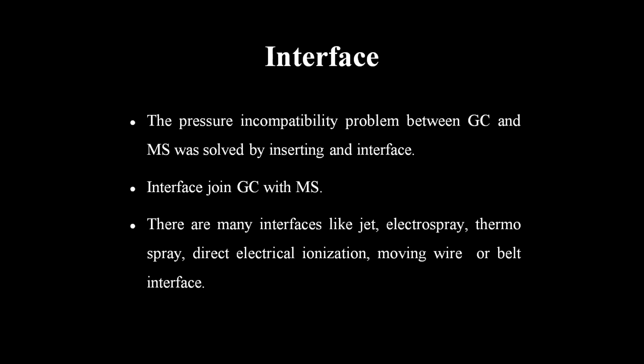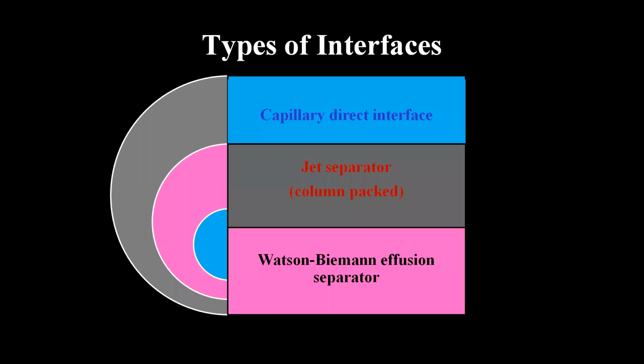There are many interfaces like jet, electrospray, thermospray, direct electrical ionization, moving wire, or belt interface. What are the types of interfaces? The types of interfaces include the following: capillary direct interface, jet separator, which is also called column packed, and last is Watson Biemann effusion separator.